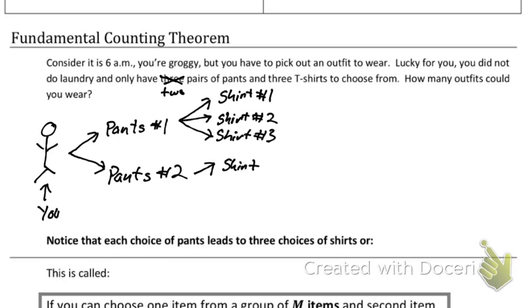We're going to assume everything matches. We could wear shirt number 1. We could wear shirt number 2. And we could wear shirt number 3. So we can actually wear 1, 2, 3, 4, 5, 6 different outfits. There are 6 different outfits we could wear. So how many outfits can we have? We can have 6 outfits.